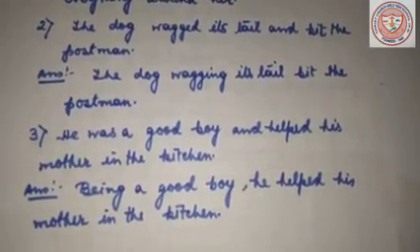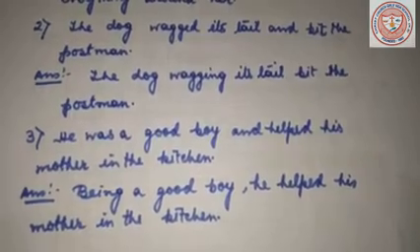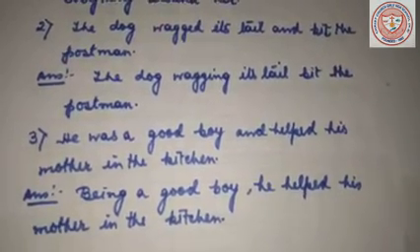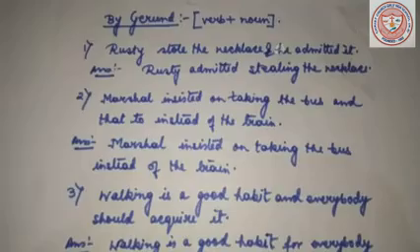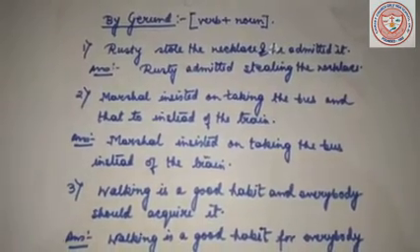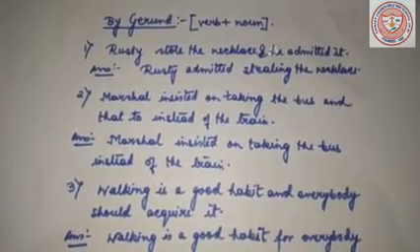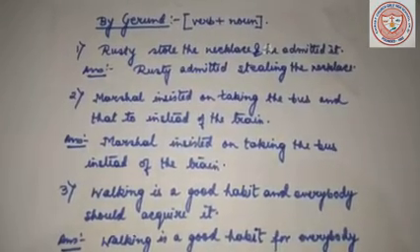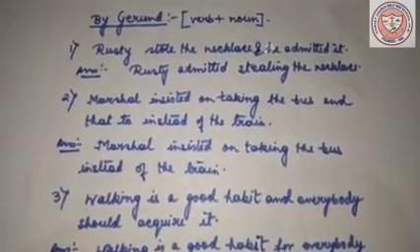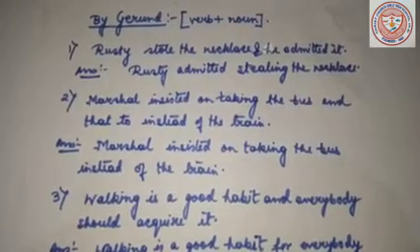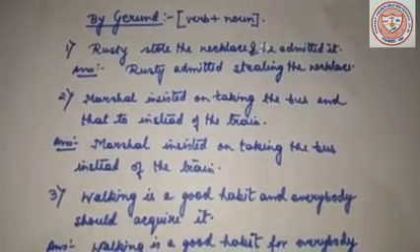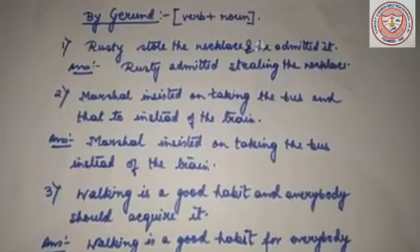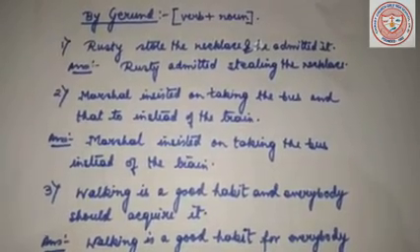Now, let us see what happens in the case of gerund. Gerund, as you know, is another verb form, but that acts as both the verb and as a noun in the sentence. Let us find out. Rusty stole the necklace and he admitted it. Rusty admitted stealing the necklace.